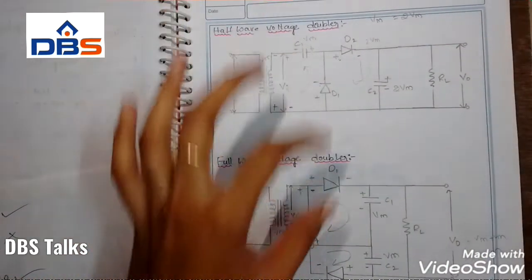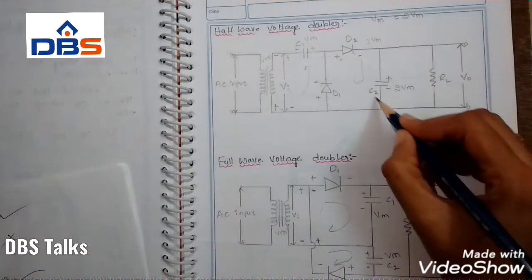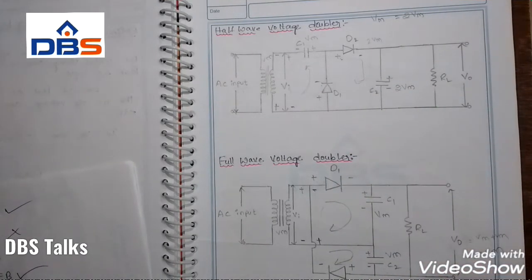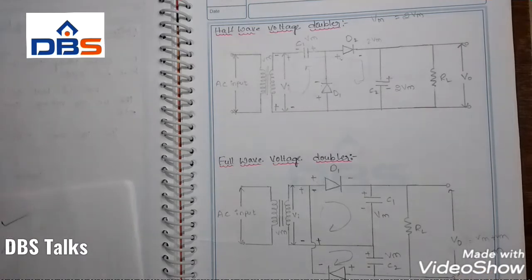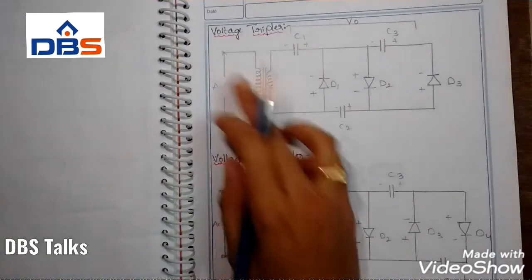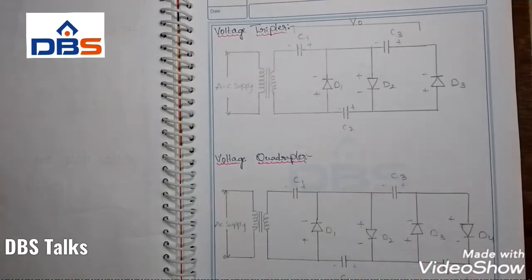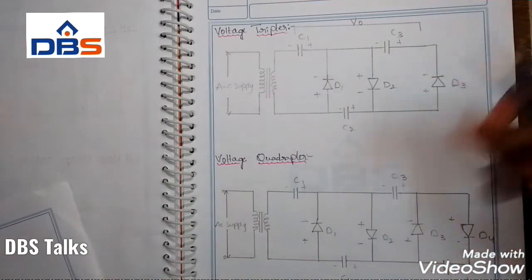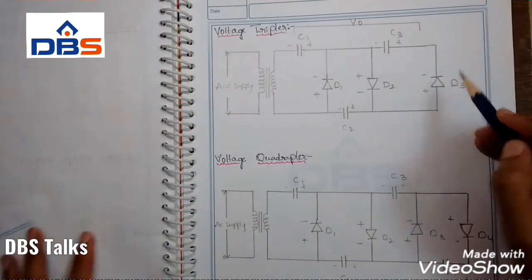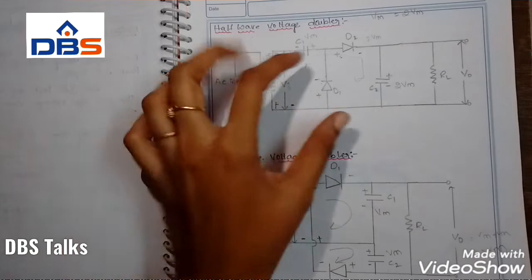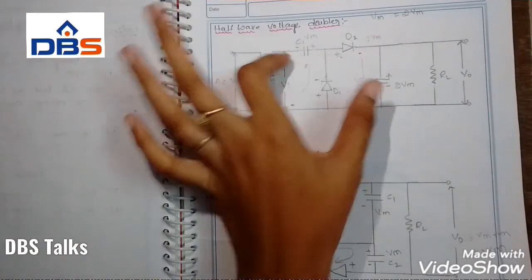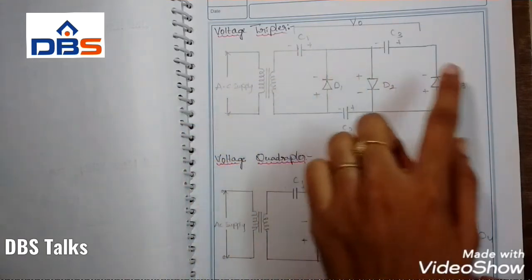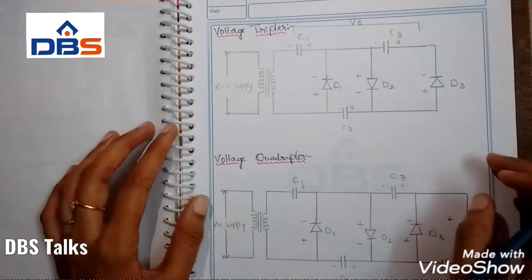Here also we are using the same components, but the main difference is that the capacitor is high rating here. Here the capacitor is low rating capacitor. Is it clear? Next we will see voltage tripler and voltage quadrupler. In the voltage tripler we are just having an additional capacitor and additional diode. In the voltage doubler we are having 2 diodes and 2 capacitors. In the voltage tripler we are having 3 capacitors and 3 diodes. It is easy to remember the circuit.